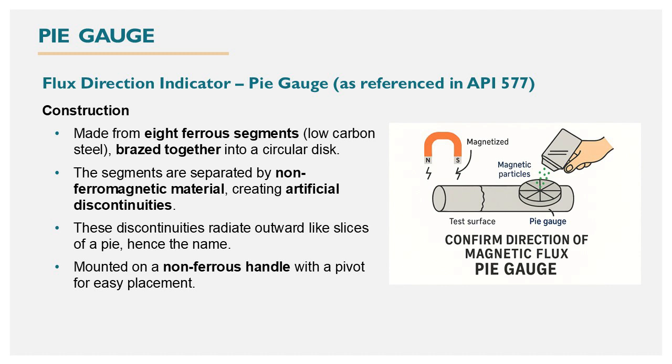Construction of the pi gauge. The pi gauge is made from 8 ferrous segments, low carbon steel, brazed together into a circular disc. The segments are separated by non-ferromagnetic material, creating artificial discontinuities. These discontinuities radiate outward like slices of a pie, hence the name. It is mounted on a non-ferrous handle with a pivot for easy placement.